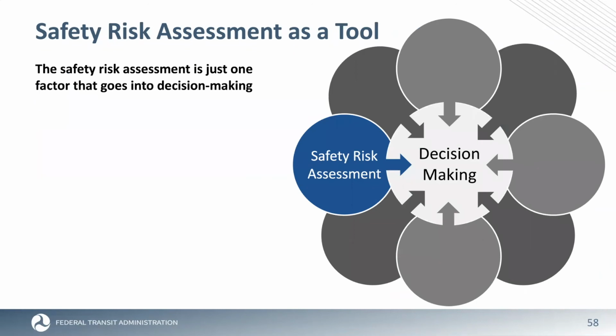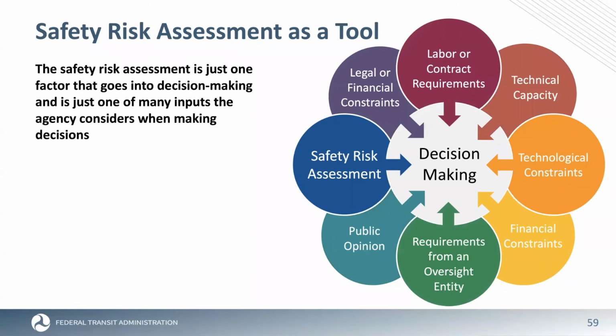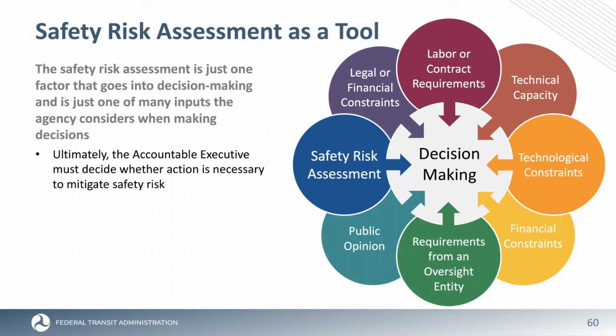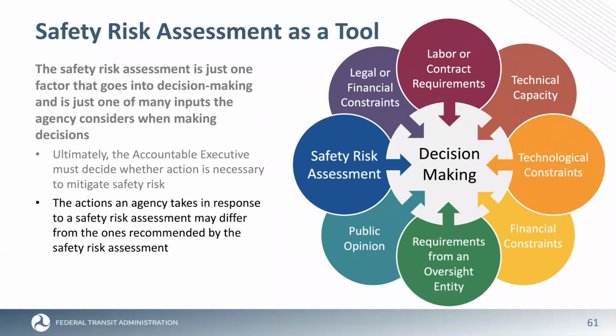Now, although our safety risk assessment chart or our matrix, whatever tool or procedure we're using, may result in an indication that an action should be taken, obviously we have to remember that the safety risk assessment is one piece of information in the agency's overall decision-making puzzle. It's just one of many inputs, right, that an agency is going to consider when making decisions. So ultimately, an accountable executive is going to have to decide on whether action is necessary to mitigate the safety risk that's been assessed, using all of these different inputs.